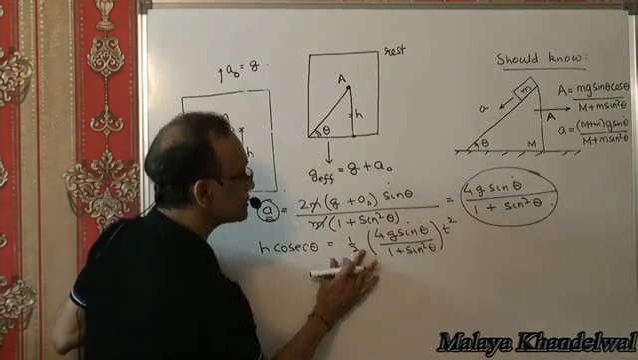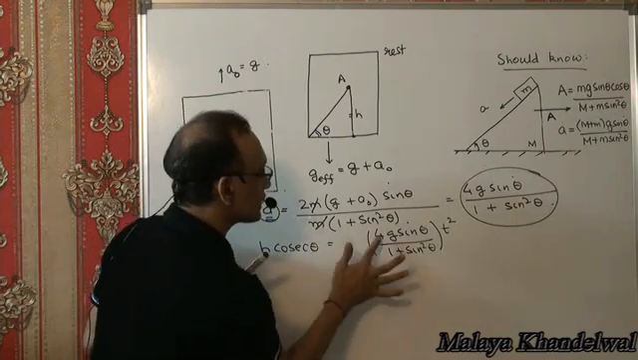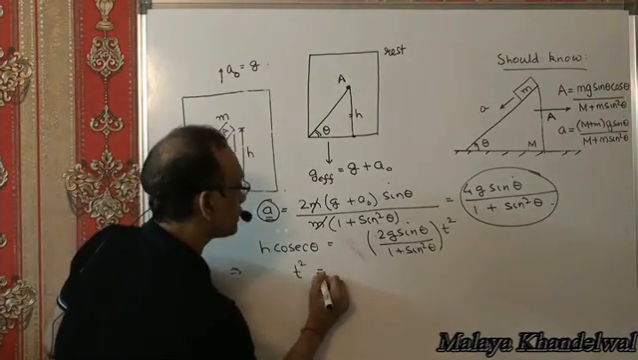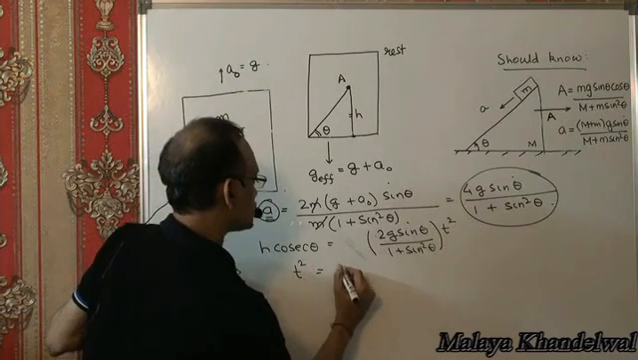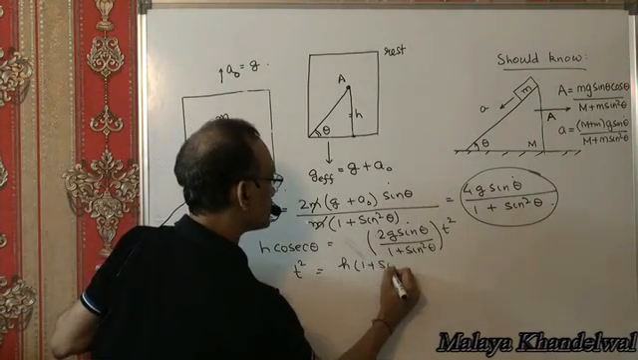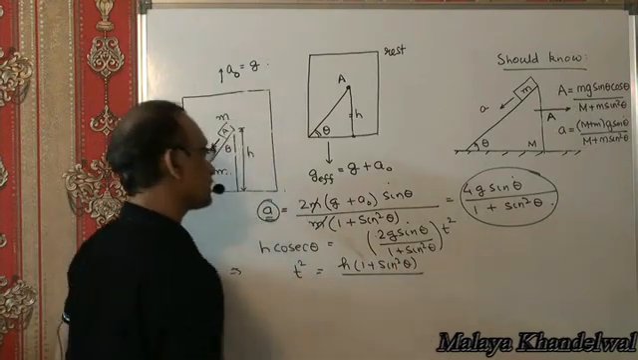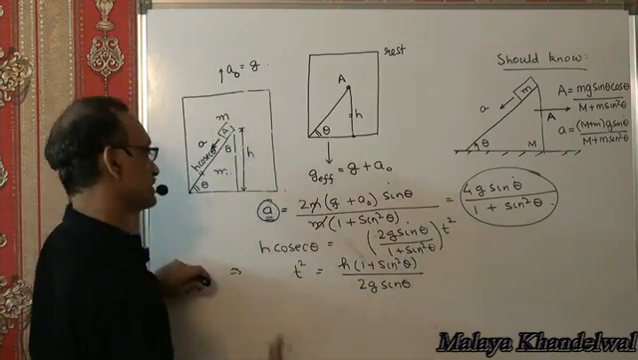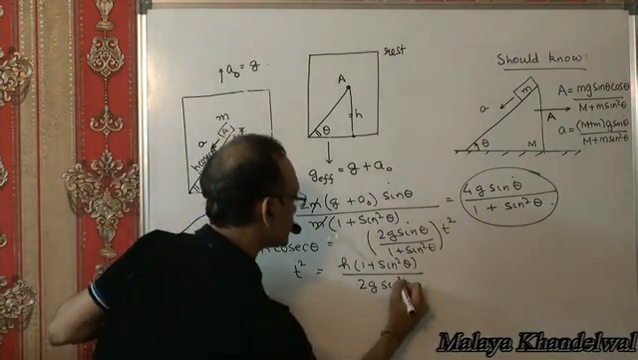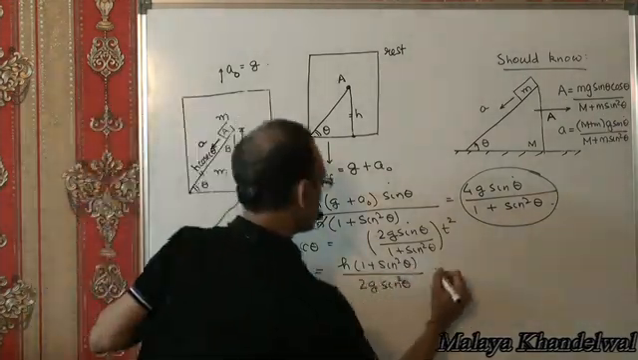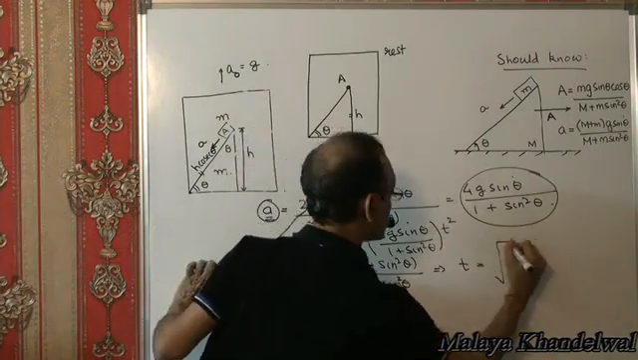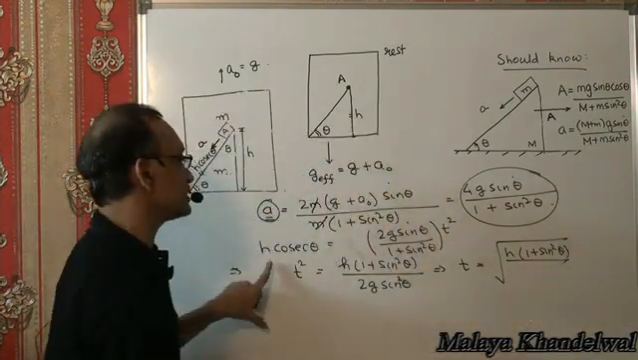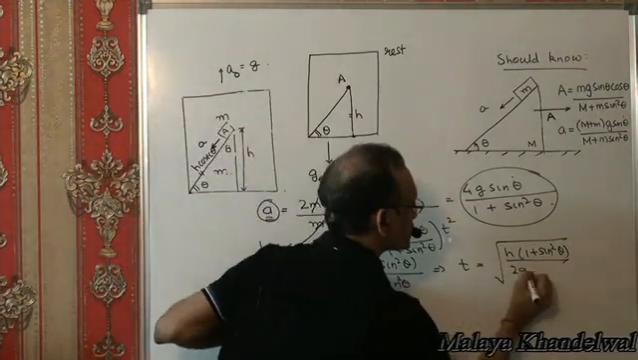So let's simplify matters here. This is going to become 2g, and then we have t squared equal to h into 1 plus sine square theta divided by 2g sine square theta. So t is very clearly root of h into 1 plus sine square theta divided by 2g sine square theta.